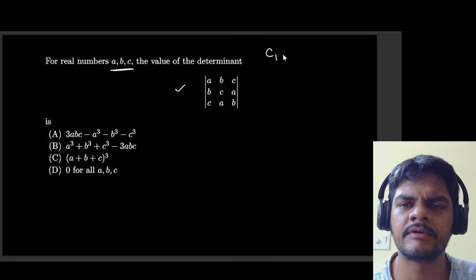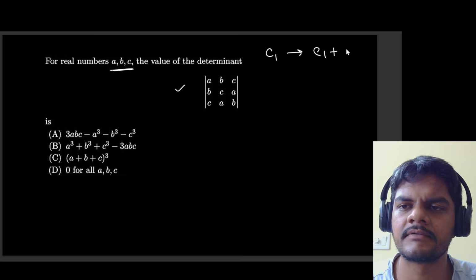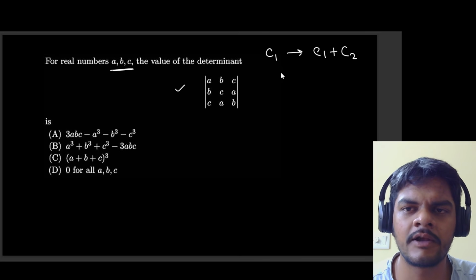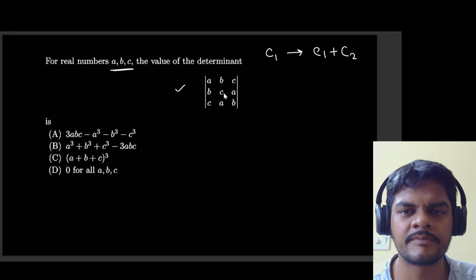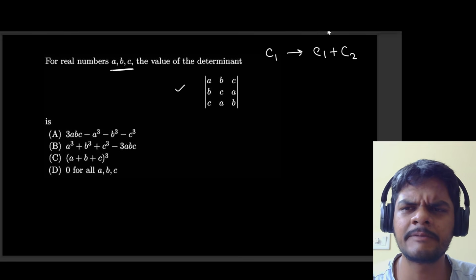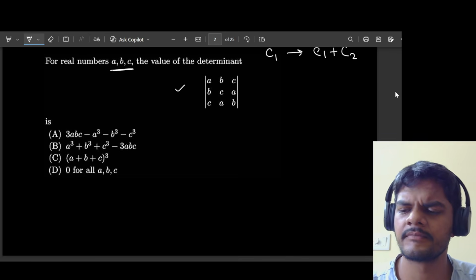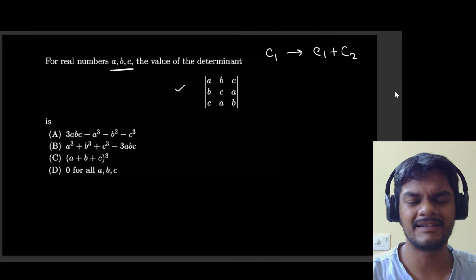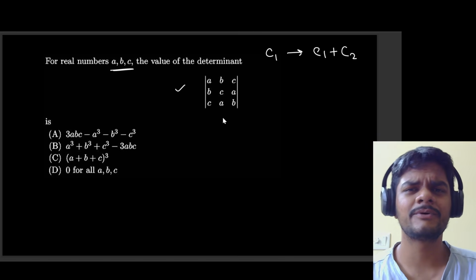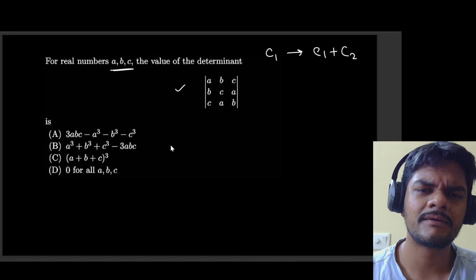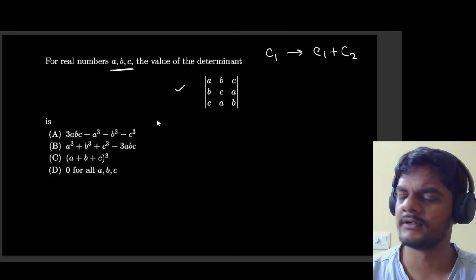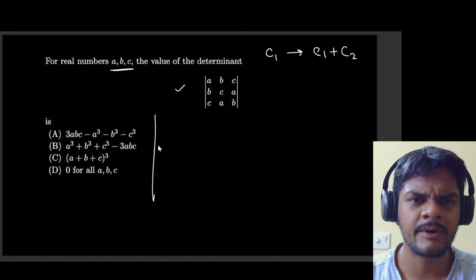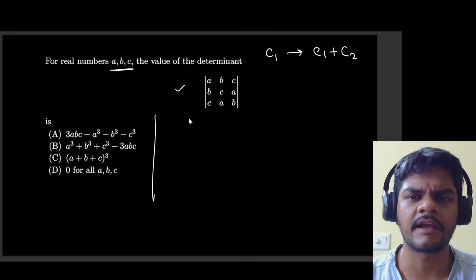You can do linear operations on the columns or rows, plus or minus. You cannot multiply, you can just add. If you do that, the determinant value remains the same. We will use that many times during this video.